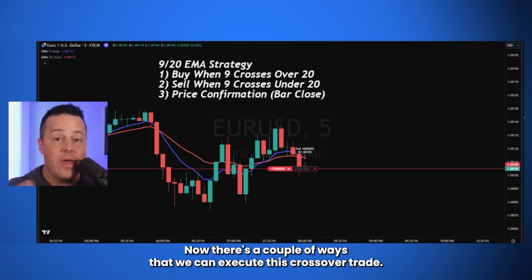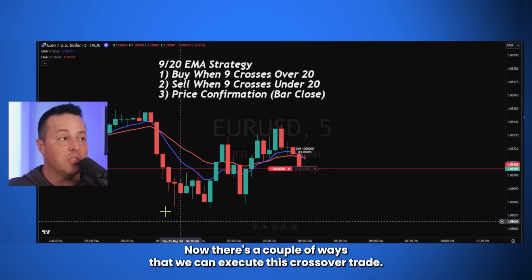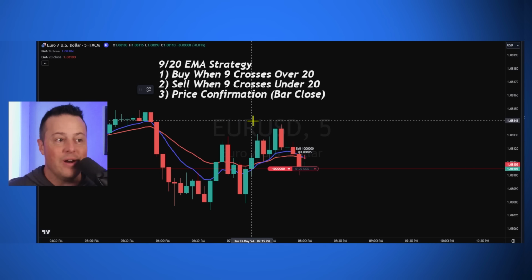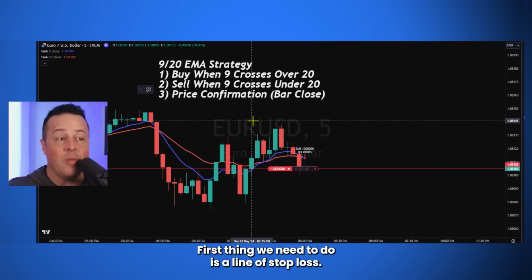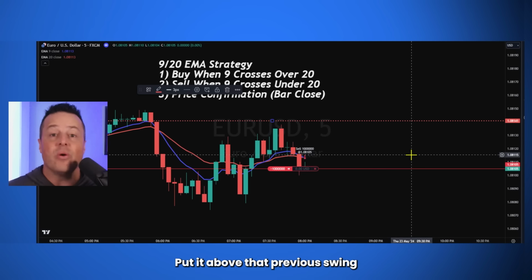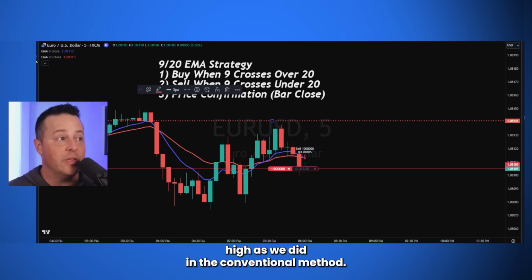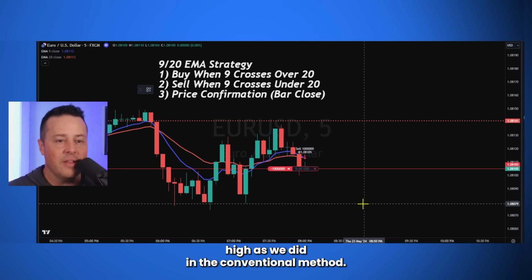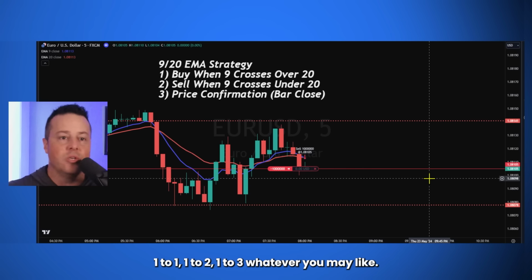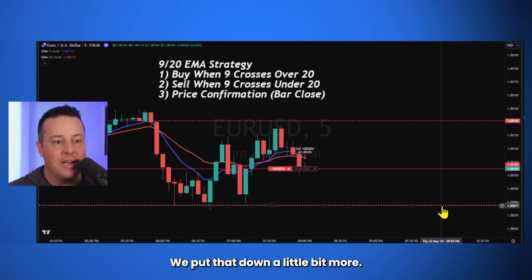Now, there's a couple of ways that we can execute this crossover trade. Remember, entry's only a part of what we're doing here. First thing we need to do is align a stop loss. So you've got a couple options here. First way to do it's conventional. Put it above that previous swing high as we did in the conventional method, and then just align a static risk versus reward, 1 to 1, 1 to 2, 1 to 3, whatever you may like. We can put that down a little bit more.